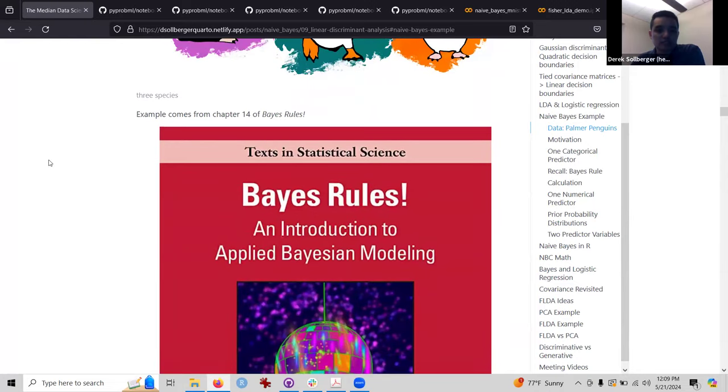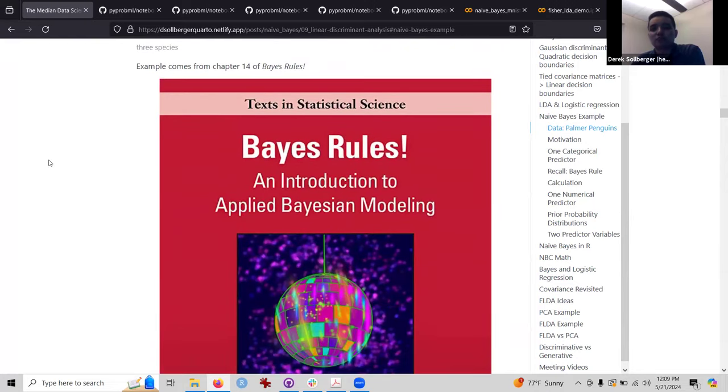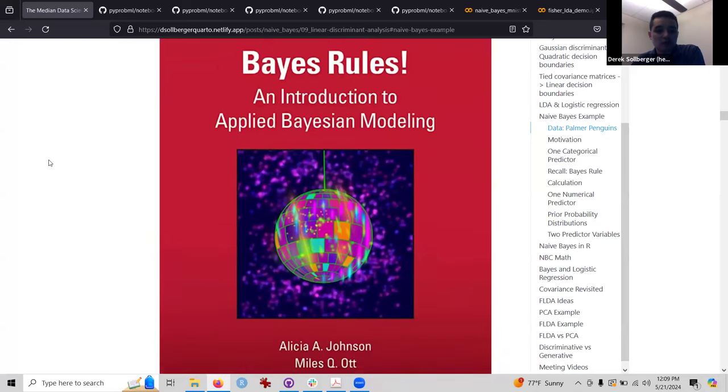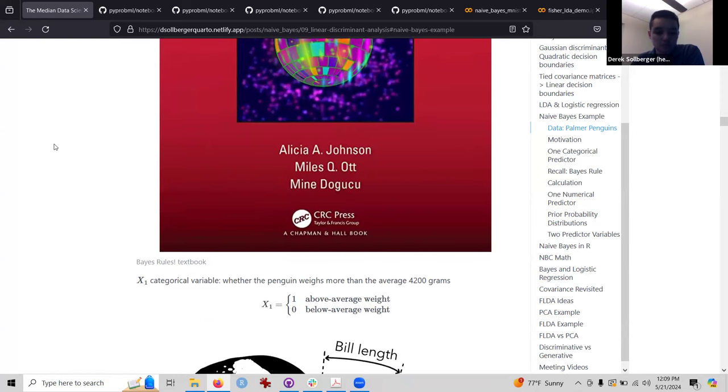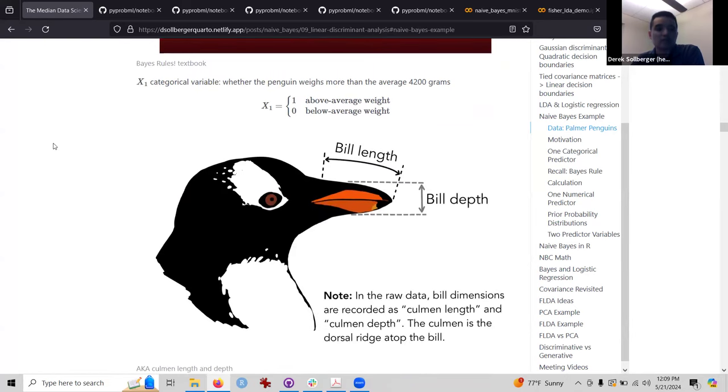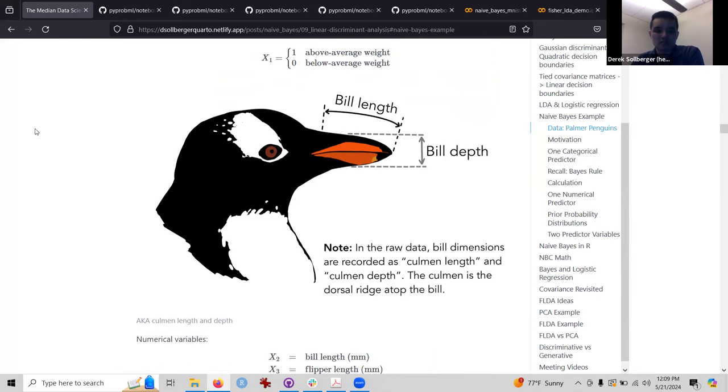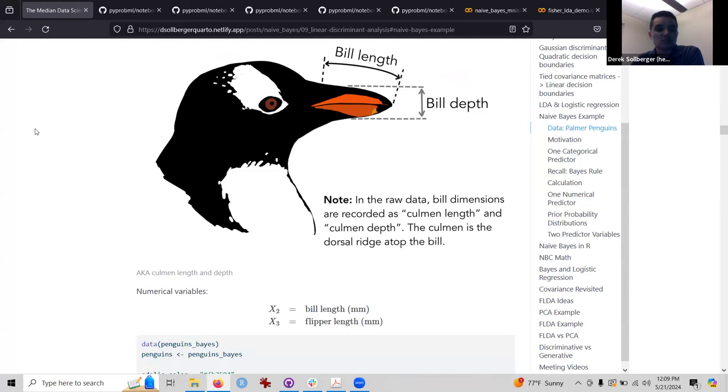For this particular example, this comes from Chapter 14 of the Bayes Rules textbook, written by Alicia Johnson, Miles Ott, and Mine Dogucu. Some of the variables we'll be looking at. X1 is a categorical variable, simply describing a penguin that's either above average or below average in weight. X2 and X3 will be the numerical variables as indicated by that image for the bill length and the bill depth. X3 is the flipper length.